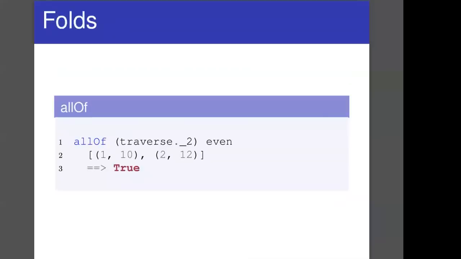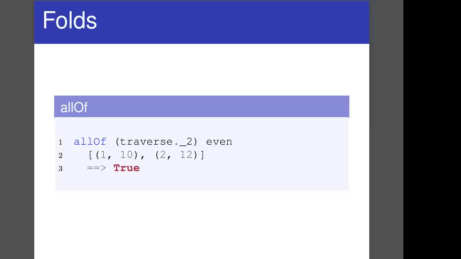A fold is like a traversal, except it's read-only. You can't push back into it. There are tons of folds. So here, all of is a fold that takes a traversal and then applies a function to every element of that traversal and sees whether they're all true. So it's a bool-returning function.